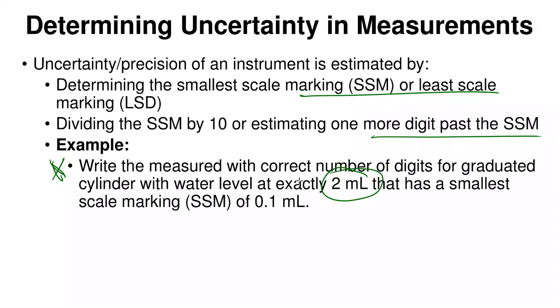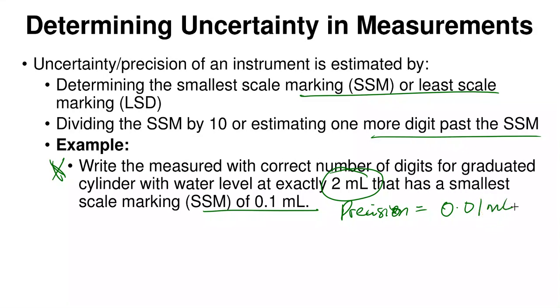So this particular digit has the smallest scale marking, the SSM. Remember, if the SSM is already 0.1, we need to figure out, first of all, the precision. The precision of this instrument will be to move by an extra digit. So what are we going to do? This precision will likely be 0.01 mil.